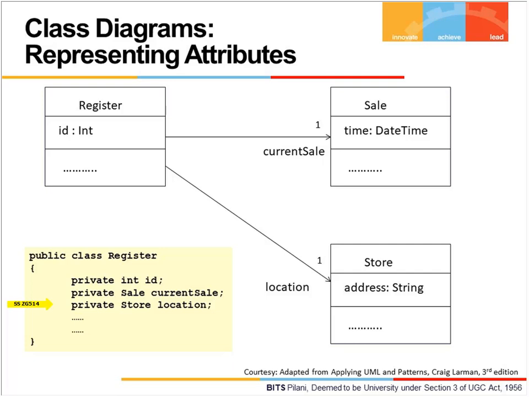Right? Let me take a few more questions about this. How are we representing the visibility here? I have not written the visibility here anywhere. But if the visibility is not mentioned, it is by default private. The visibility is mentioned for the methods and the attributes.